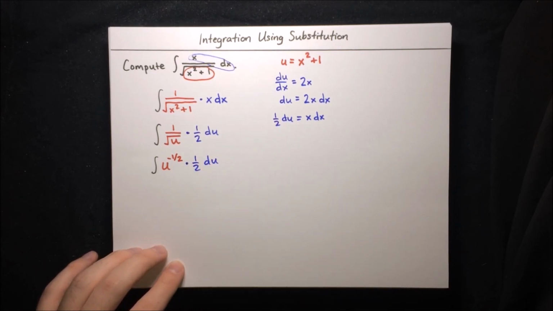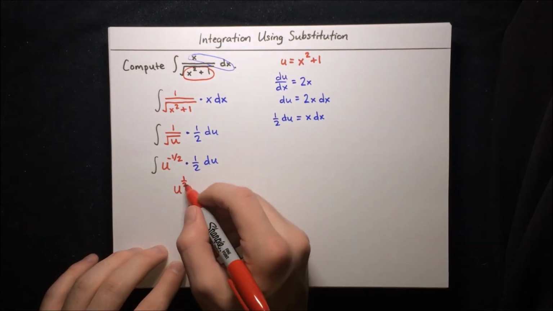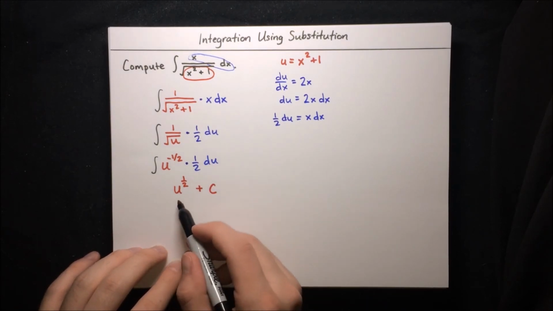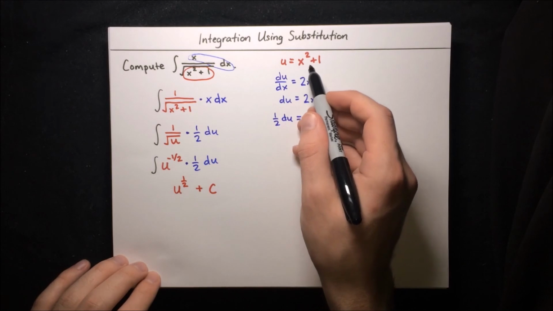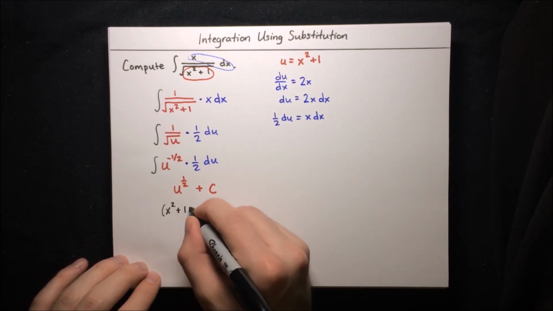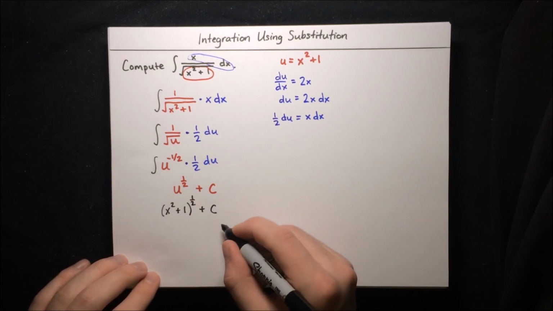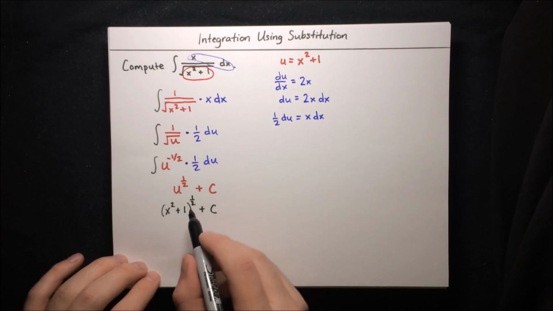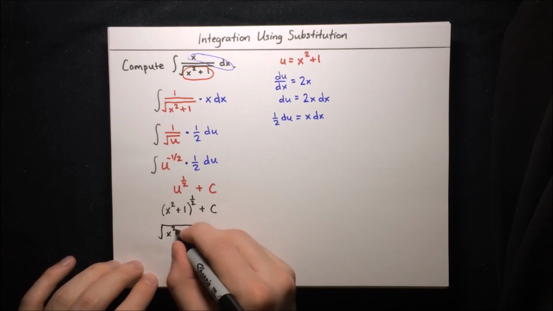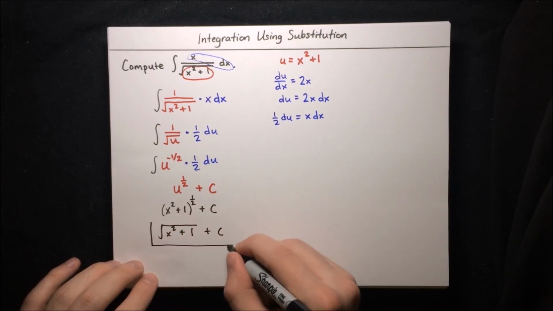And hey, that's an easy integral. That integral just evaluates to u to the positive 1/2, of course, plus an arbitrary constant c. Now we can back substitute, get our answer in terms of x using u equals x squared plus 1. So this becomes x squared plus 1 to the power of 1/2 plus our constant. And though this isn't strictly necessary, let's just write this power as a root. So root of x squared plus 1 plus our constant. And then we're done. We've got it.